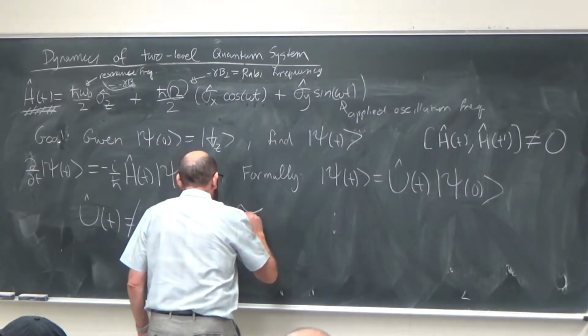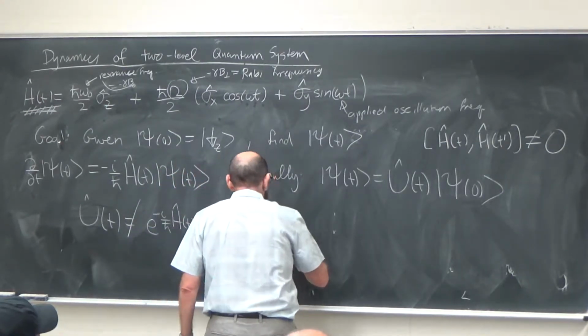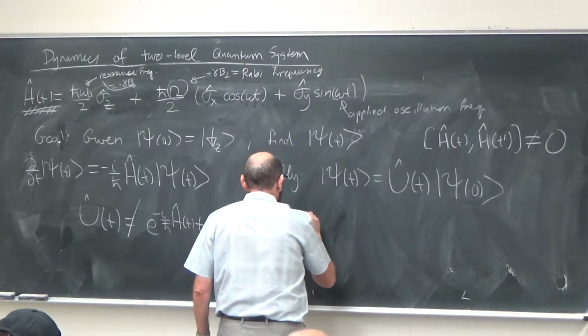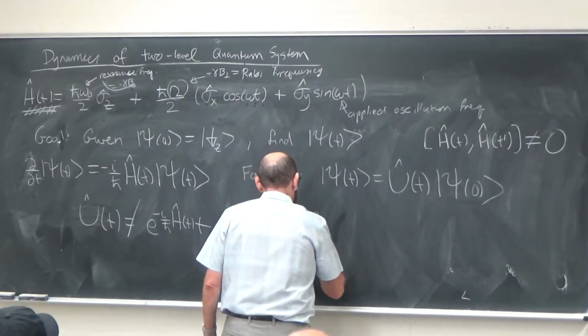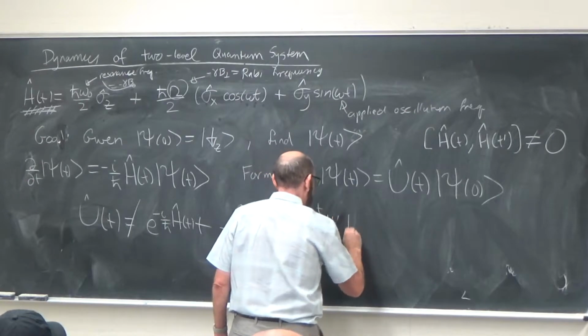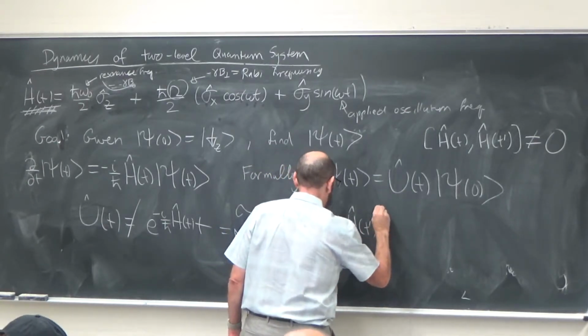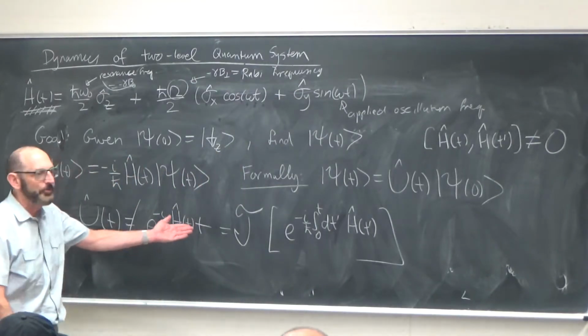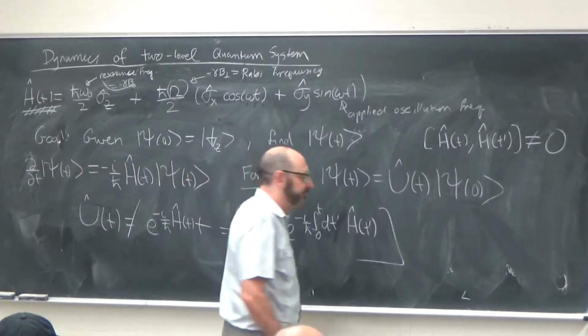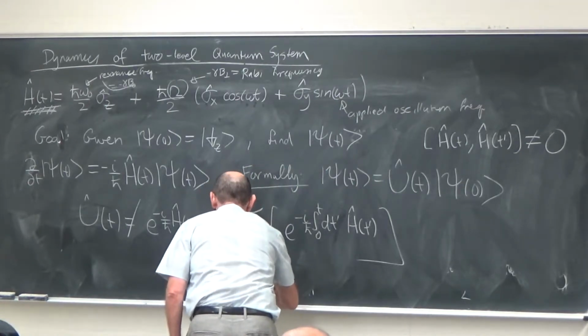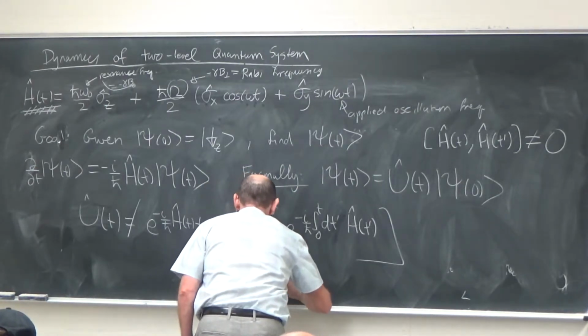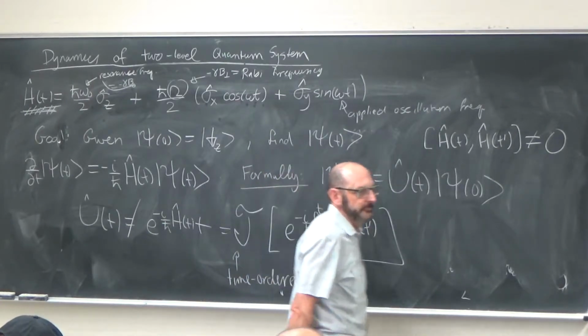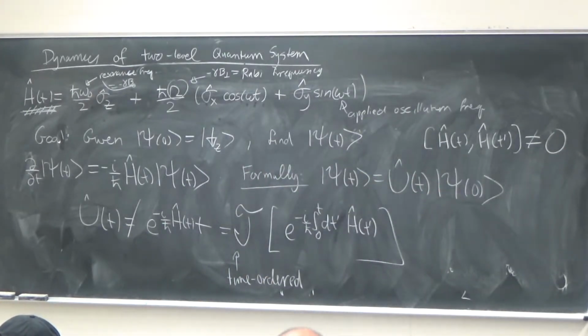What you can do is write a formal thing with a script T, which is the time-ordered exponential, as Sam suggested correctly. And that is the solution. But that's a formal solution, and there's no way to actually write down a closed form for that. This is the time-ordered exponential. So it's a little bit of a problem. We really can't solve this problem exactly. Or can we?